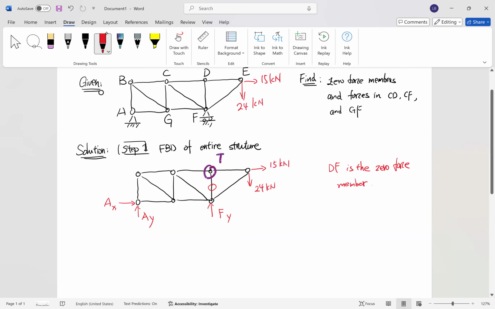Before we continue here, I would like to have the dimensions of this structure given. All the grids are 2 meters here, and the height is 2 meters as well.